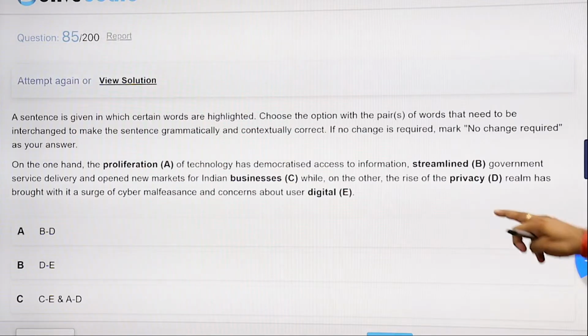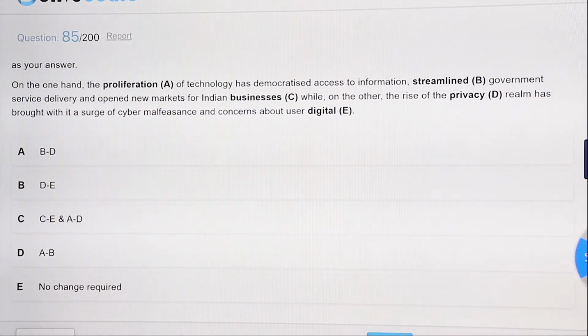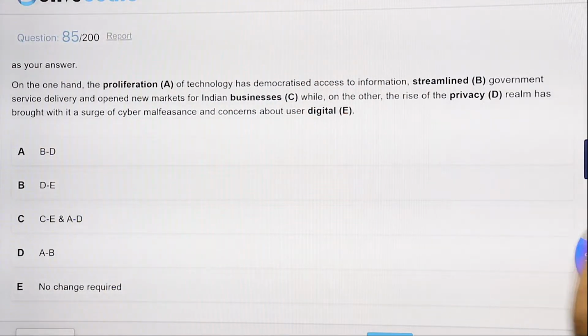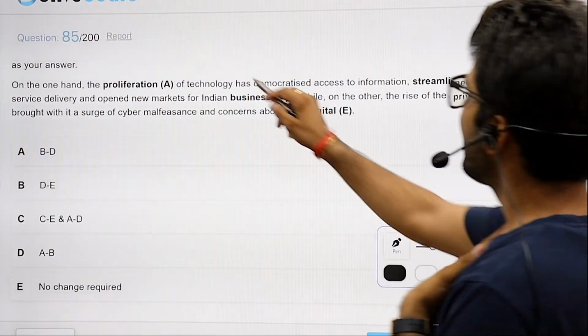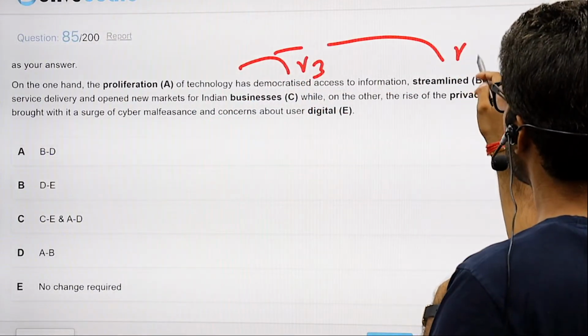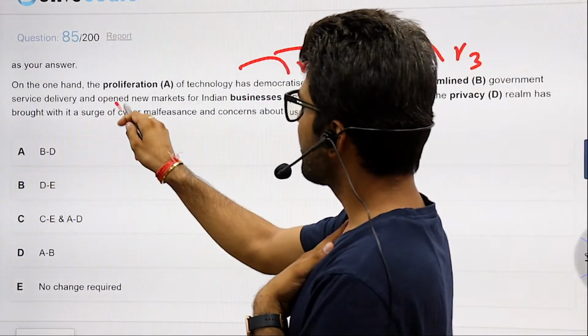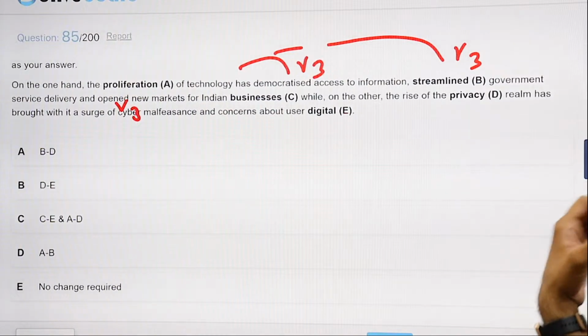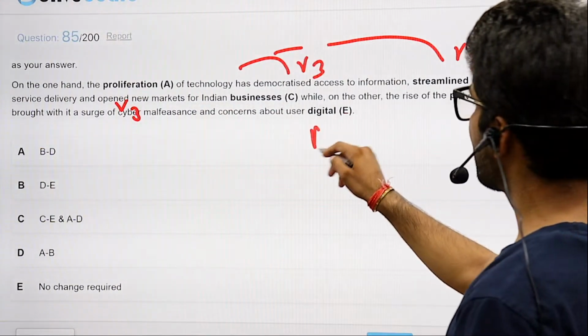And absolutely it is. On the other hand, the proliferation of technology, not bad, has democratized access to information, has streamlined government service delivery, and has opened new markets for Indian businesses, while on the other hand, the rise of the privacy realm has brought with it a surge of malfeasance and concerns about user digital. Digital is an adjective, I think so. I don't think the third form is right. That has to be wrong.